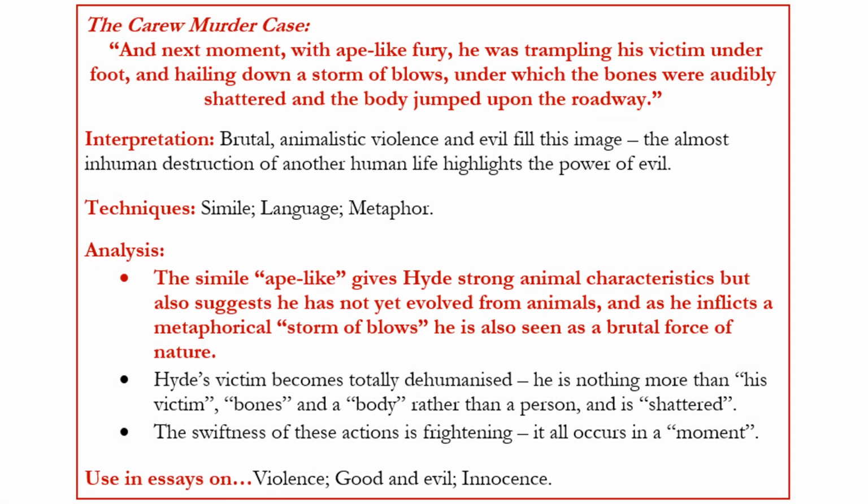The simile "ape-like" gives Hyde strong animal characteristics, but also suggests he has not yet evolved from animals. And as he inflicts a metaphorical "storm of blows", he is also seen as a brutal force of nature. "Ape-like" is particularly important. To a readership that would still be grappling with the new Darwinian ideas of evolution, their fears of unevolved man are particularly keenly felt.